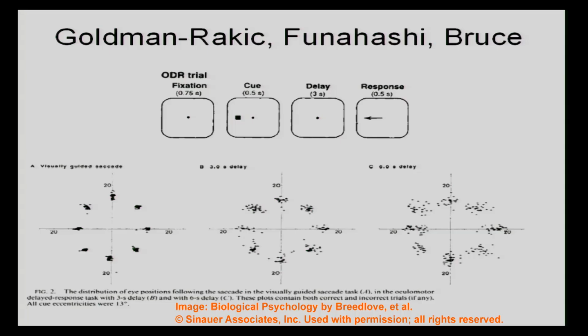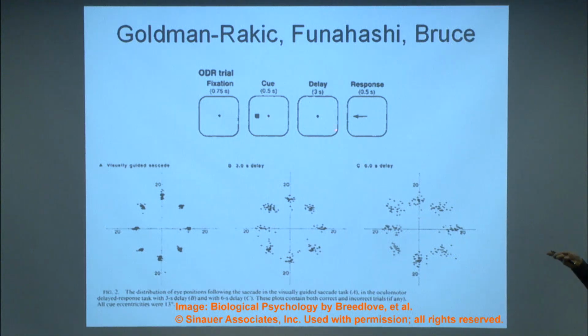The task that's used, to remind you, is the oculomotor delayed response task, ODR. And first, animals fixate on a central fixation spot. The animals are cued. They can't look at this cue. They have to maintain fixation. After a delay, without the cue, they have to make a saccade to the remembered location. So during this time, this is the working memory time.